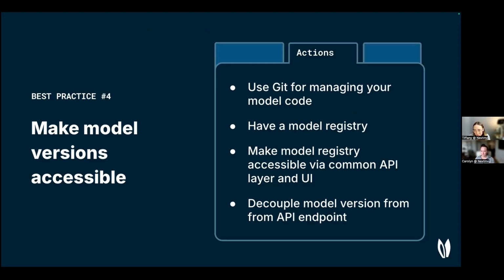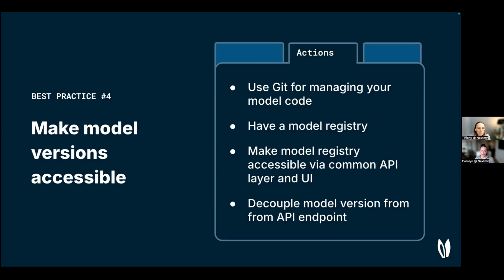And from there, the next thing to do is to decouple the model version from the actual API endpoint. So decoupling the model version from the service itself so that you can easily roll out and roll back, as Carolyn was describing, new versions without having to redeploy the entire system and relying on a separate IT team maybe to redeploy that service. So it saves a lot of headache and makes things much easier to manage.